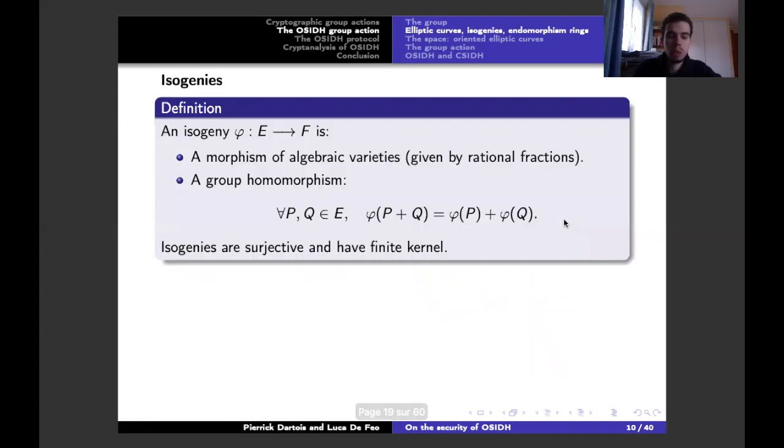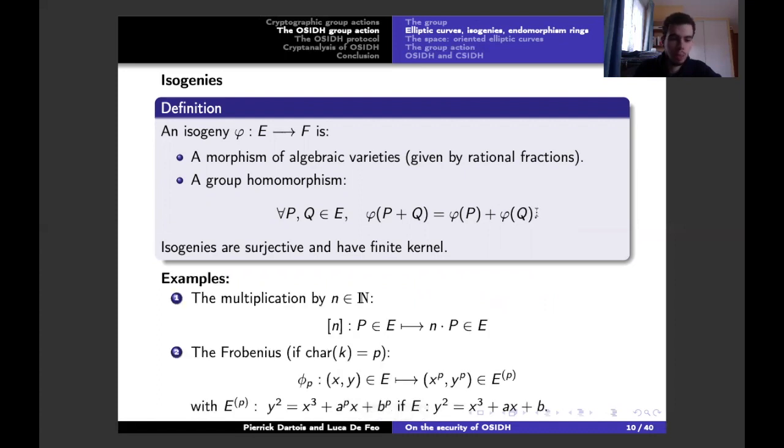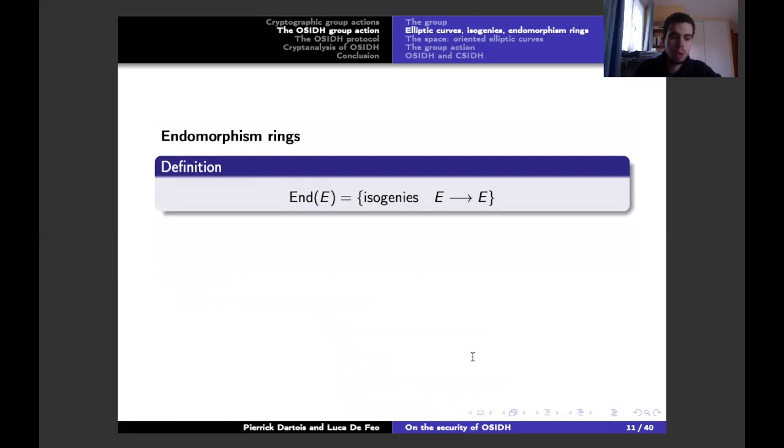But here, we do post-quantum cryptography, so we use isogenies, which are morphisms between elliptic curves, as morphisms between algebraic varieties given by rational fractions, and also group homomorphisms. I give here two simple examples. The multiplication map, which is an endomorphism, meaning an isogeny of an elliptic curve to itself, and over finite fields, the Frobenius given by the exponentiation of the characteristic. Endomorphisms are a special class of isogenies mapping an elliptic curve to itself, and they form, for a given elliptic curve, a ring.